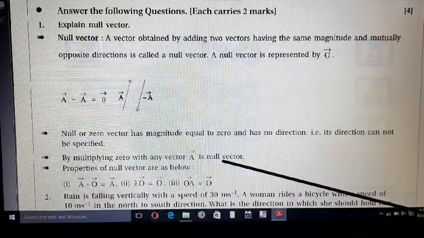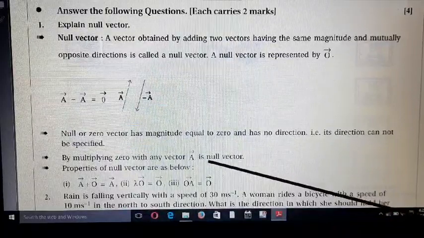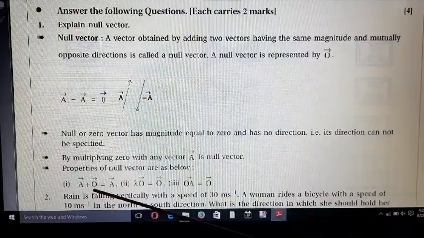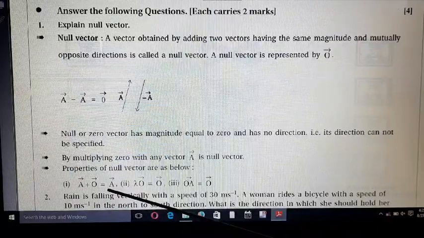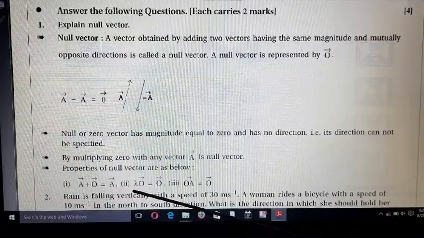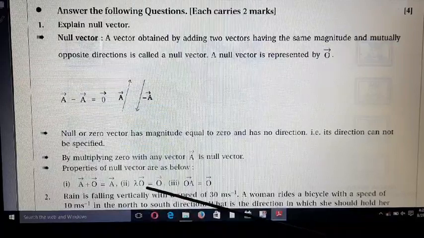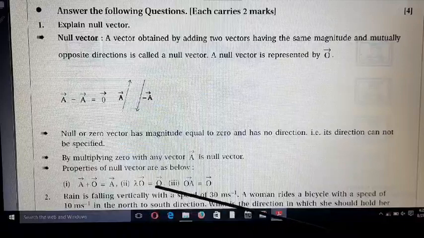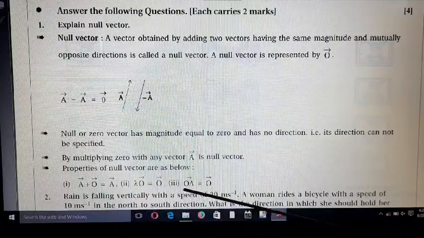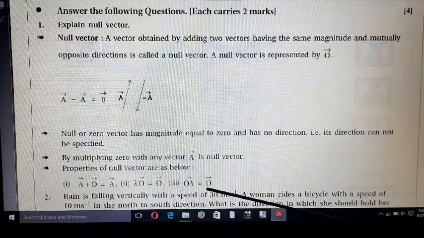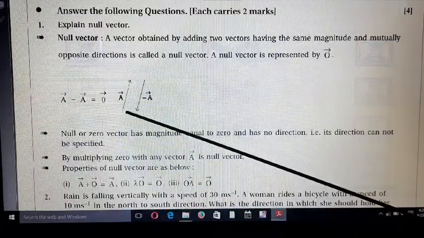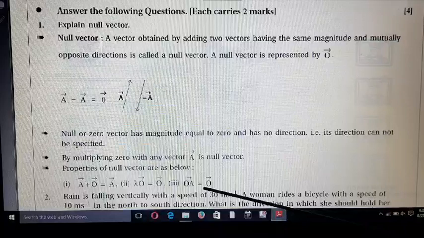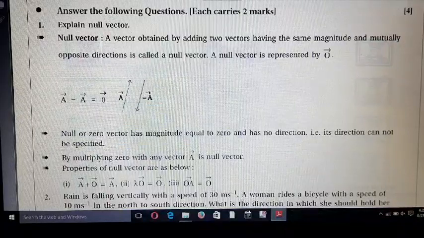Friends, here the properties of null vector are available. First, vector A plus 0 vector, the answer is vector A. And lambda into 0 vector means 0 vector. Means any value multiplied with 0 vector, the answer we get is 0 vector. And here vector OA is equal to 0 vector. Suppose here we name O and here A. So here O is equal to vector 0, otherwise null vector.